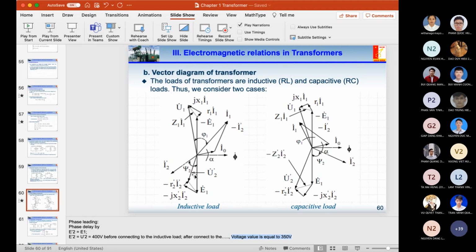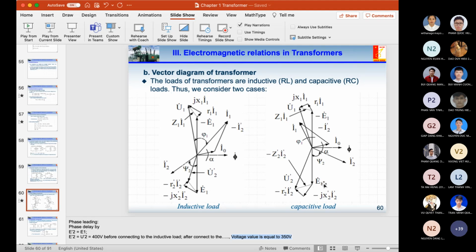For this case, the load current gets a phase delay by the voltage, for the inductive load, as you already studied the theory in physics, so I don't have to repeat it. Here you can see, if you look at this vector diagram of the transformer, for the inductive load the value of the voltage is smaller than the electromotive force.